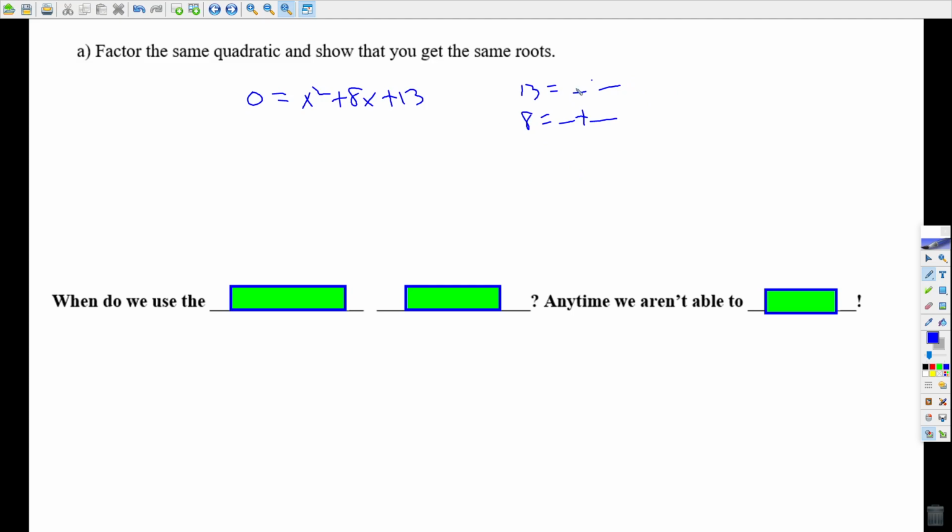Well, the problem here is we have 13 times 1, and that's the only thing you can use. So there's no way to add them together to get 8. It's not going to work. So again, if this happens, we cannot factor. Let's fill in the blanks.